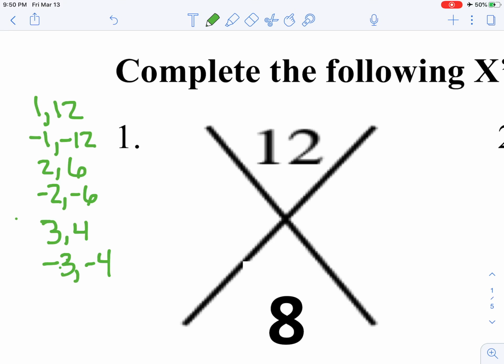So of these sets, which one of these, when you add them together, gets 8? Well, 1 plus 12 would get you 13. Then negative 13. 2 plus 6, oh, that gets us 8. So I would put a 2 and a 6. It does not matter which order you put it in. I just like 2 and 6, so I put it like that.